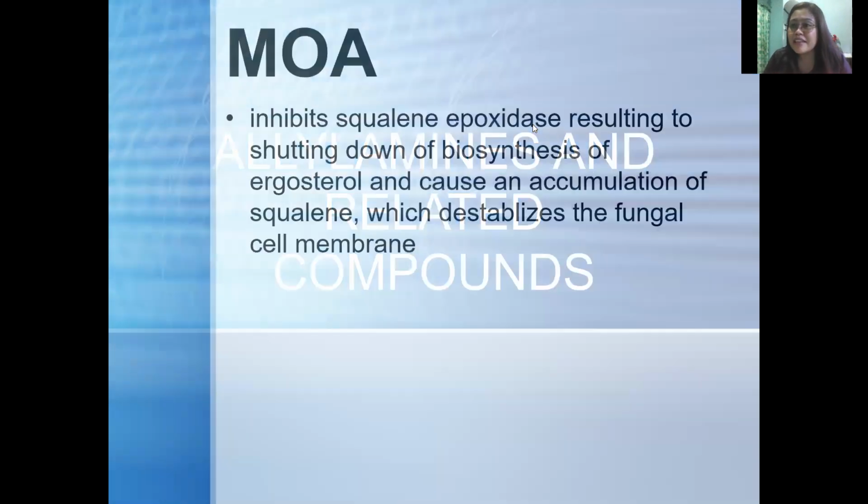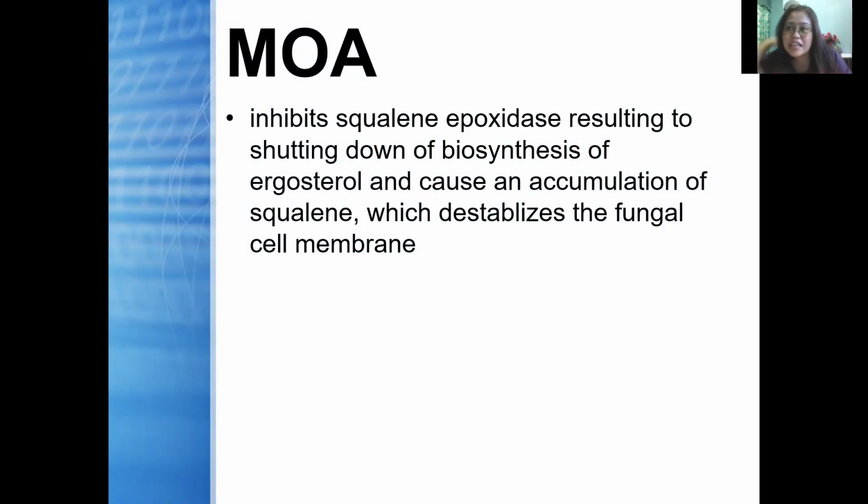Now, for the allylamines and related compounds, they have this mechanism of action, which is the inhibition of an enzyme called squalene epoxidase, which is an enzyme that is important in the synthesis of ergosterol in fungi. So, remember, last time I mentioned that in the cell membrane of the fungi, they have ergosterol, which is a lipid that gives its membrane integrity. So, para dili mag-leak gawas outside ang whatever is inside their cell, they need this lipid, which is called ergosterol. So again, when you give allylamines, the target is the squalene epoxidase, an enzyme.